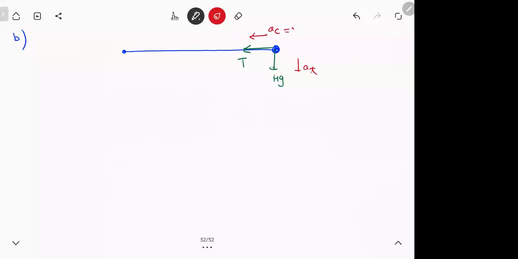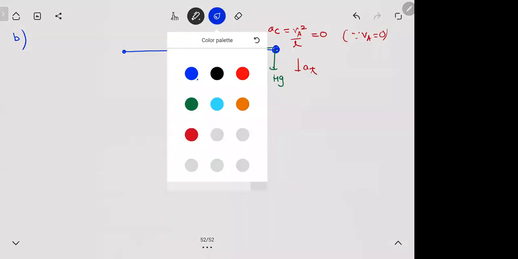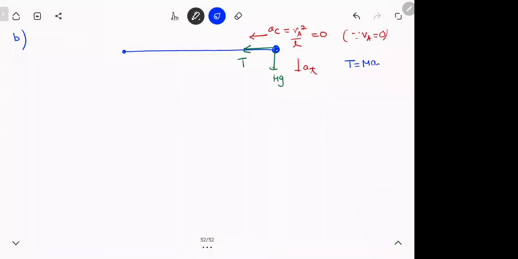So what is the centripetal acceleration? VA square by L. But what is VA? Zero, no? Initially, it is at rest, meaning there is no centripetal acceleration initially. Therefore, tension is mass into centripetal acceleration, which is also zero. So initially, tension is zero. And we know mg is equal to mass into A tangential. So A tangential is g. So this is the acceleration of A. At the initial position tension is zero and the ball will simply fall like a freely falling body.